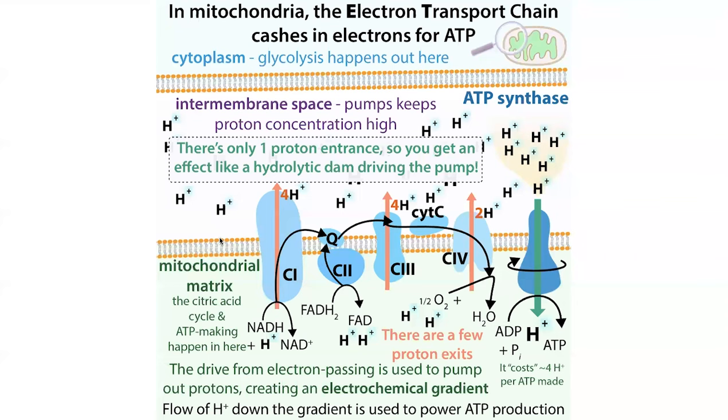So to review, we can break down all sorts of different fuel sources through oxidative reactions in which we pass the electrons from the fuel sources onto electron carriers, our NAD and our FAD, and we can transfer the electrons from those through a series of electron carriers in the electron transport chain. By passing electrons from something with a lower standard reduction potential to something with a higher standard reduction potential, we're releasing energy. That energy is used to power the pumping of protons.